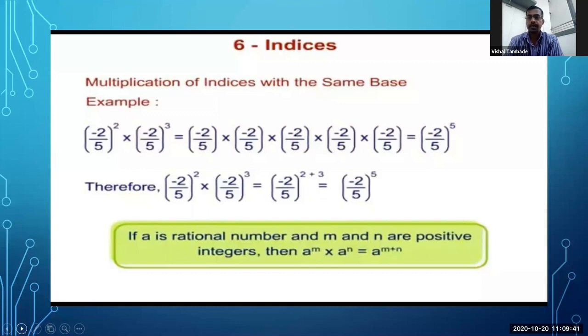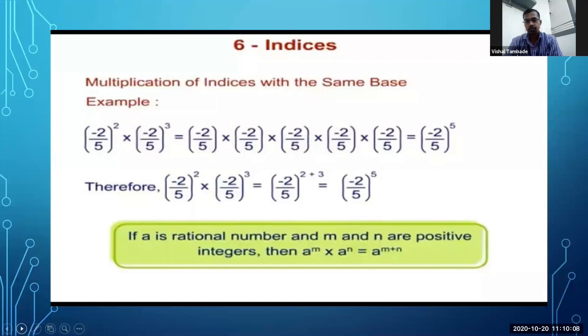Now look in detail and write down the multiplication form. Minus 2 upon 5 raised to the power 2: minus 2 upon 5 occurs two times, minus 2 upon 5 multiplied by minus 2 upon 5. Now in the next, the power is 3, so the multiplication form of minus 2 upon 5 occurs 3 times: minus 2 upon 5 multiplied by minus 2 upon 5.